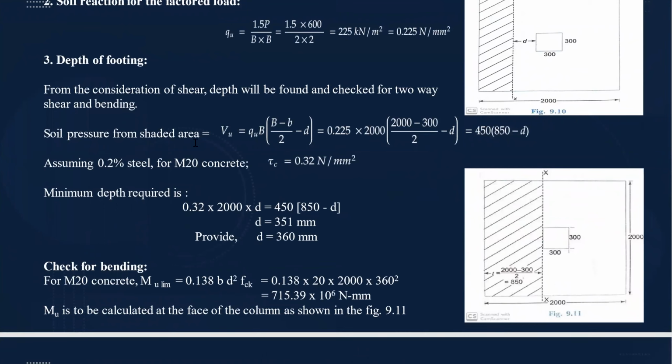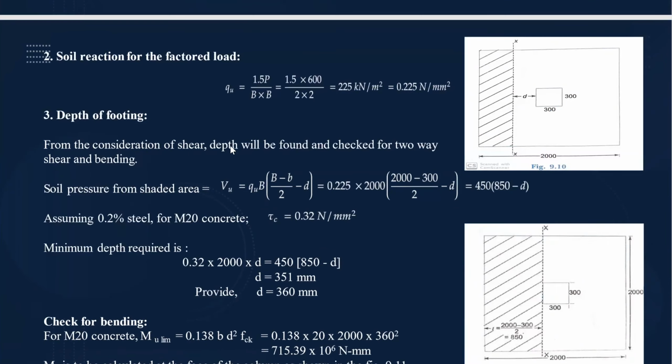The soil pressure for the shaded area will be, as we have discussed earlier, VU, that is equals to QU into B multiplied by B minus b by 2 minus D. This figure will help you understand it better. So you have to calculate the soil pressure for this shaded area.